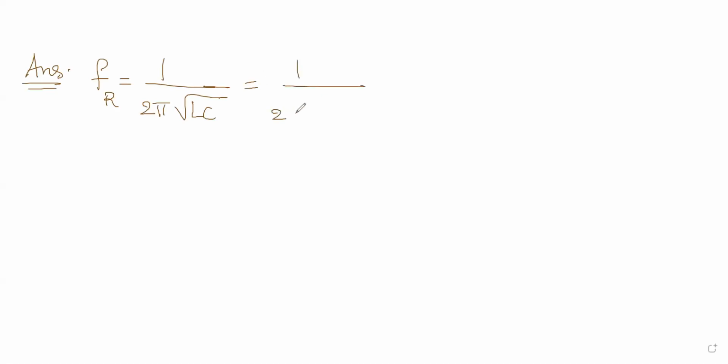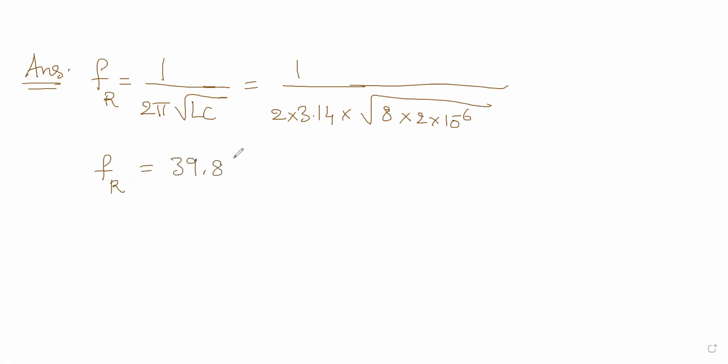So 1 by 2 into 3.14 into square root of, what is the value of L they have given us? The L value is I think 8 Henry they have given. So 8 into the capacitance is 2 into 10 power minus 6 farad. 2 microfarad they have given, 10 power minus 6 farad. So when you plug in, you get the resonance frequency of about 39.8 hertz. This is what you get, the resonance frequency.